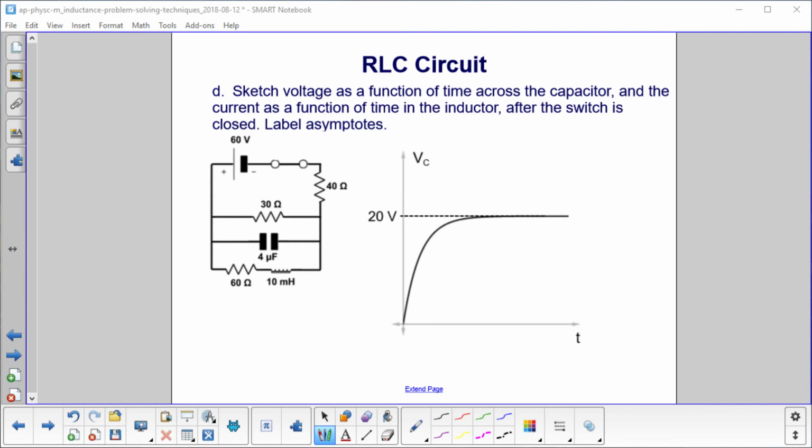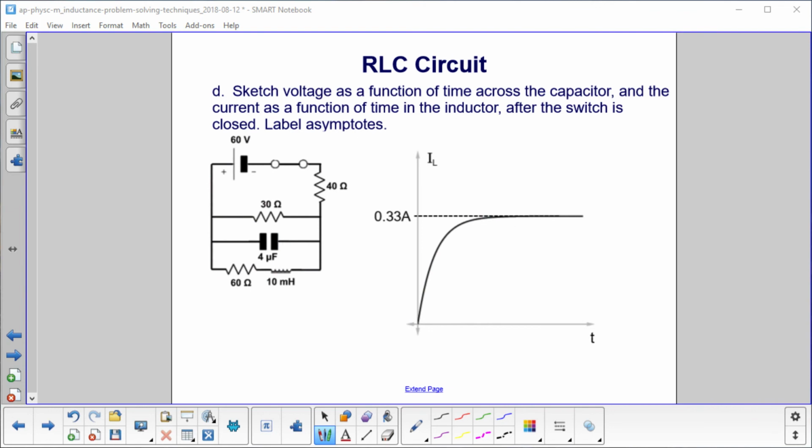Sketch the voltage as a function of time across the capacitor and the current as a function of time in the inductor after the switch is closed. Label asymptotes. So for a sketch you just have to show the shape, and then we added on this asymptote. So we know the capacitor in the beginning has 0 voltage across it, and it rises to 20, and it does with this 1 minus e to the negative exponential shape. We've seen that a bunch of times. So you sketch that, label 20 volts, and you're good.